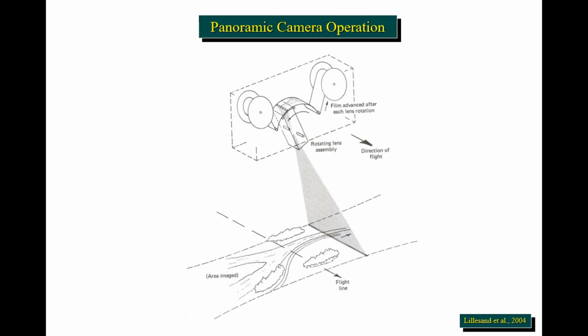Again, a very wide field of view. Often it's a 180-degree field of view. So we see a rotating lens assembly. You also see the direction of flight and the flight line being projected onto the ground there. And again, we're scanning across that. This type of configuration is common in the military, but not so much within the civilian sector.